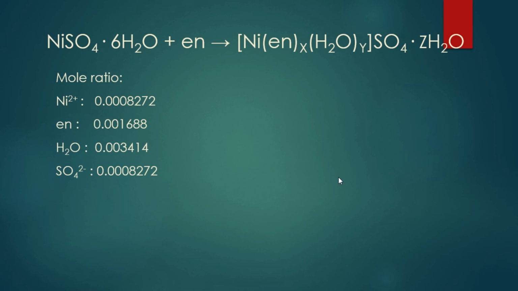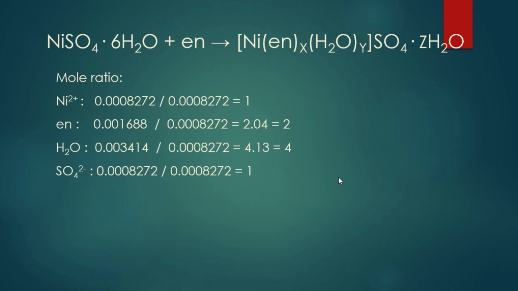Dividing the nickel by itself gives us 1. And then we divide everything else by that same value, and we find out we have 1 nickel, 2 ethylenediamines, 4 waters, 1 sulfate, which gets us partway there, but we still don't know. We've got y and z together is 4, but is this 4 and 0? Is it 1 and 3, 2 and 2, 3 and 1, 0 and 4? We don't have that ratio.